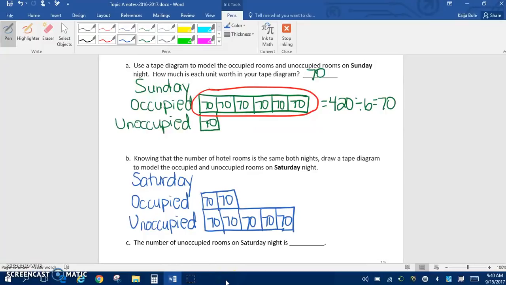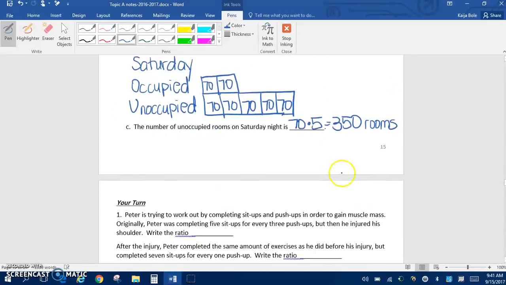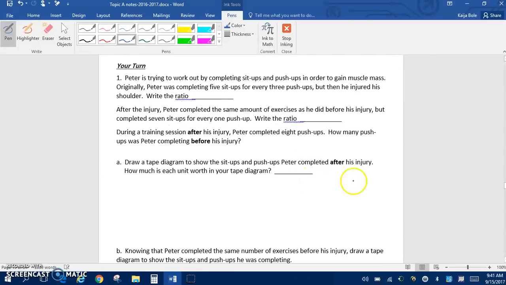Alright, so then part C says the number of unoccupied rooms on Saturday night, so back in the blue, unoccupied, we know that there's 70 in each box, times there are 5 boxes, and 70 times 5 is 350, so this is 350 rooms. Alright. So that's our first example. So now we're going to flip over to the next page here. We're looking at number 1.